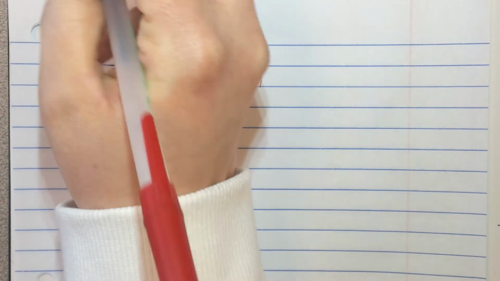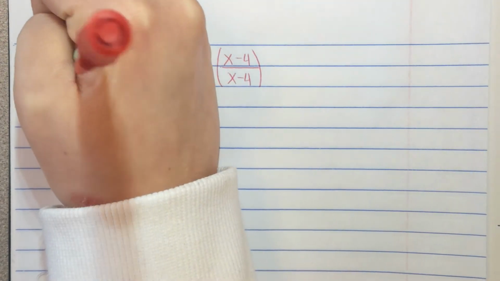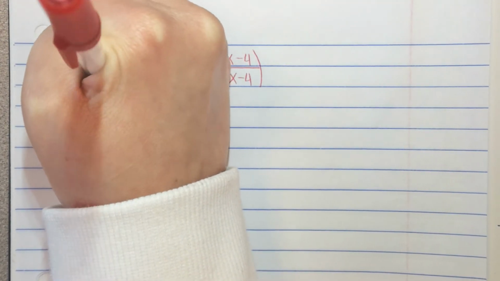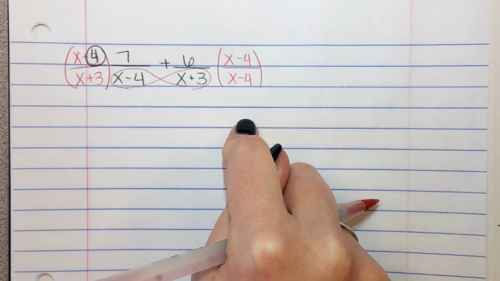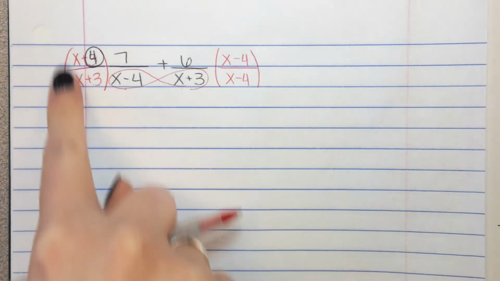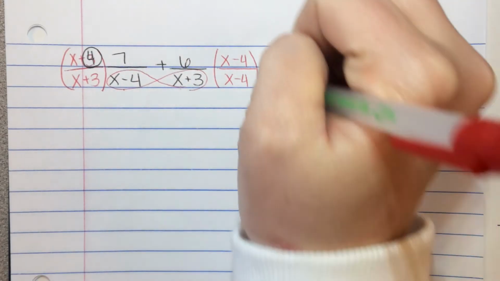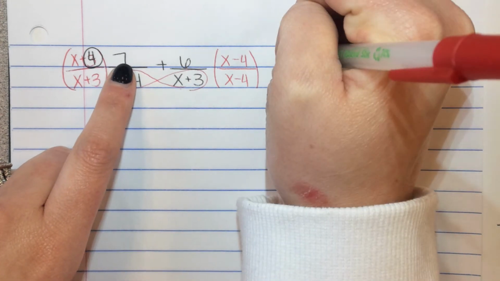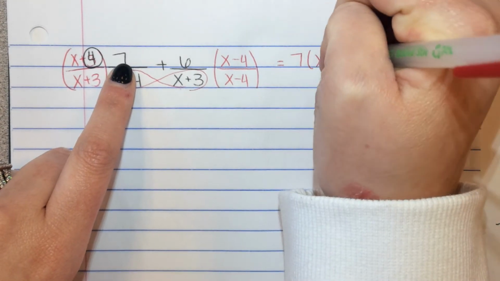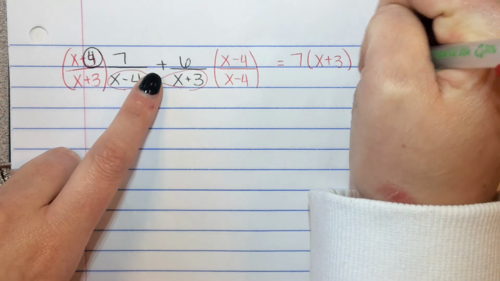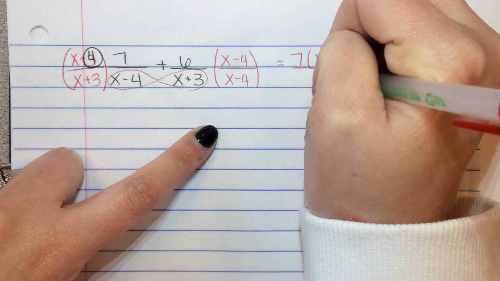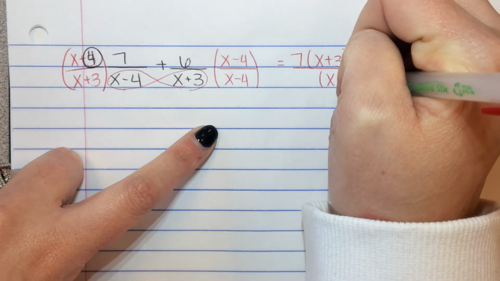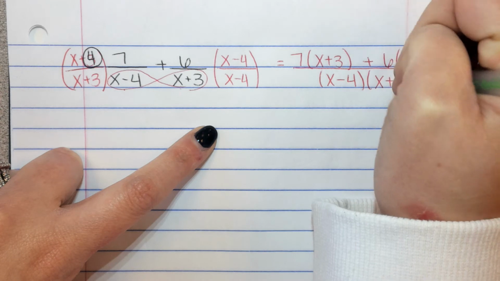On this side, and I should have written that number somewhere different so I would have space, but I'm going to do x plus 3 over x plus 3. So both of those quantities are equal to 1, just like we did with our numerical fractions earlier. We're doing the same thing here, okay? So now we're going to make a new problem. So we have 7 times the quantity x plus 3 plus 6 times the quantity x minus 4 all over x minus 4 times the quantity x plus 3.